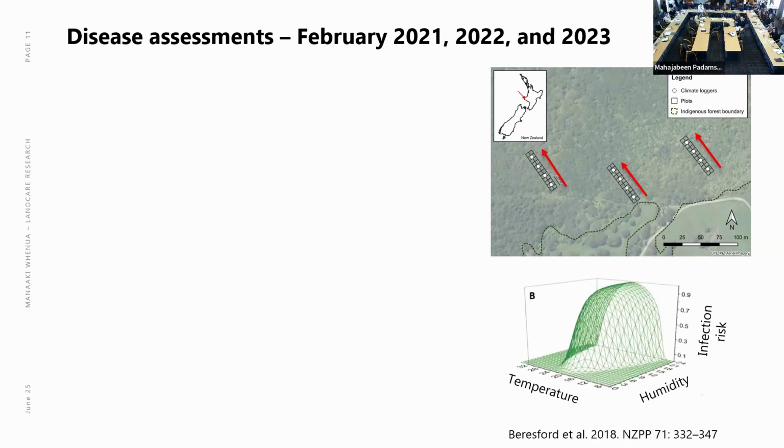As I was saying before, we were a bit perplexed by this at first. We expected there to be more rust at the edge of the forest, where the forest tends to be a bit more disturbed, less intact, maybe with more entry points for spores.